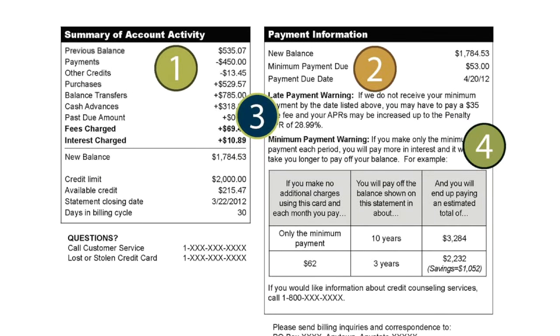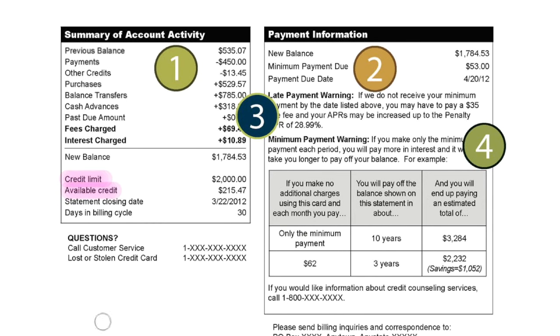So let's work our way down and look at number 1, which is a summary of account activity. Now here, you're going to be able to see all of the details for how your current balance was calculated. So it has the previous month's balance and it subtracts out any recent payments and credits you have. And then it adds in any purchases that you made or charges that you had to your account, fees and interest charges and things like that. So this is also going to tell you your credit limit and how much credit is available to you now.